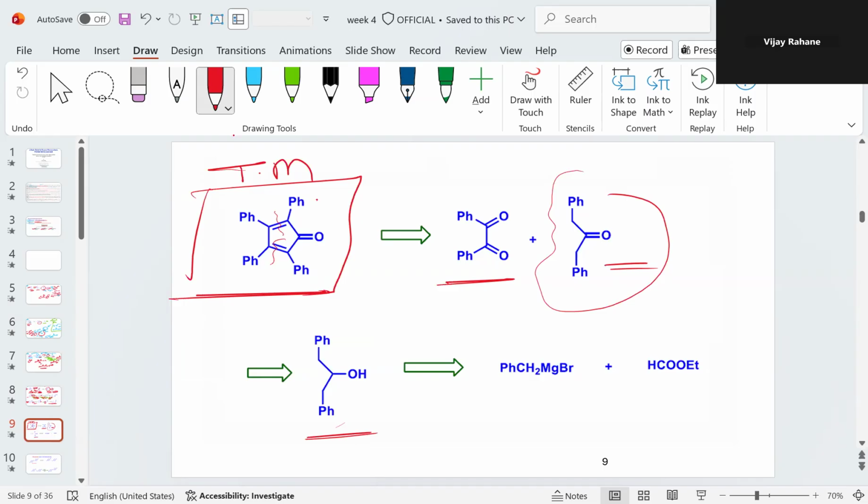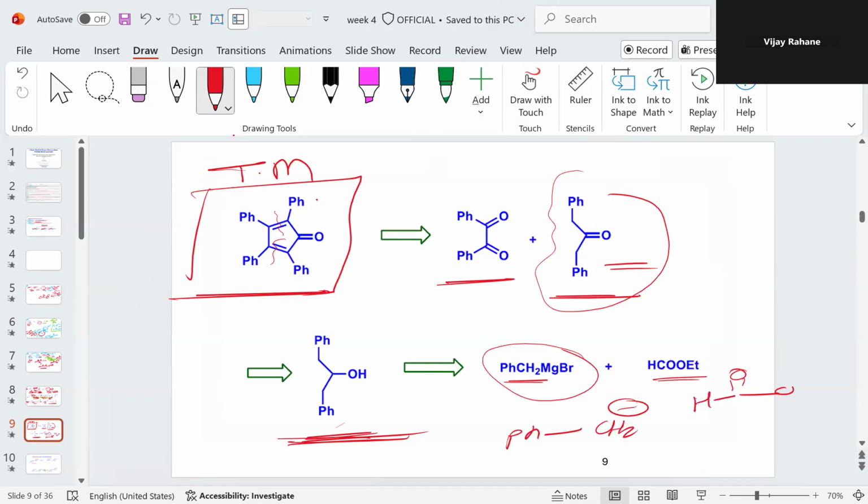We're going to see the linear synthesis. From the linear synthesis, we will understand this example much better. This ketone can be achieved from this alcohol, and further this alcohol is obviously from the PhCH2MgBr, that is the Grignard reagent, the negative, and this C double bond O Et. So two equivalents of this CH2 negative.